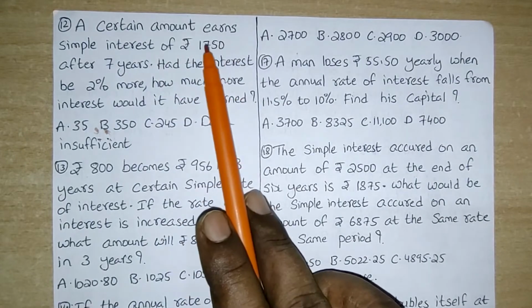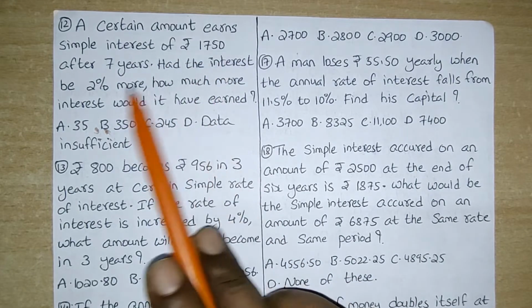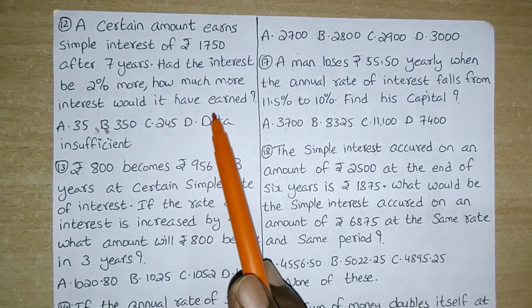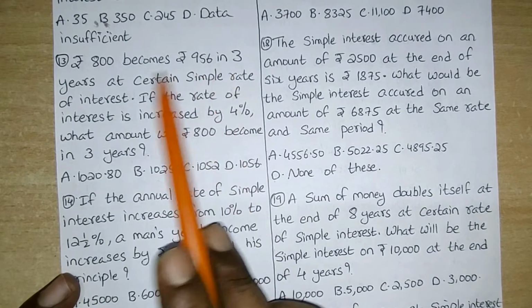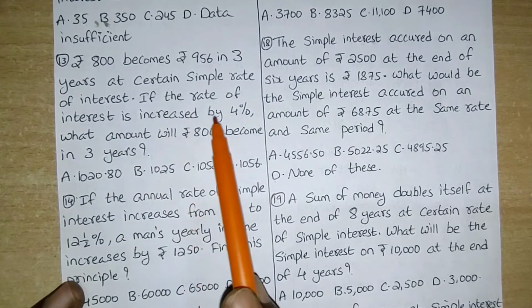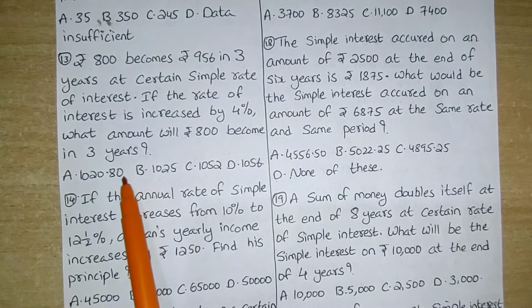A certain amount earns simple interest of rupees 1750 after 7 years. Had the interest rate been 2% more, how much more interest would it have earned? 13th one, rupees 800 becomes rupees 956 in 3 years at a certain simple rate of interest. If the rate of interest is increased by 4%, what amount will 800 become in 3 years?